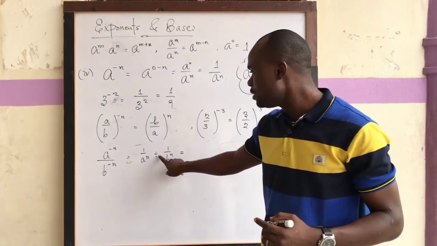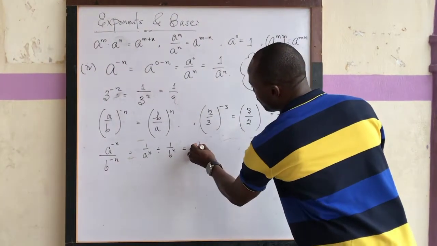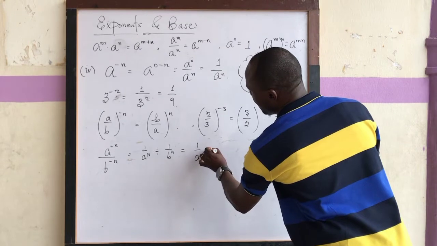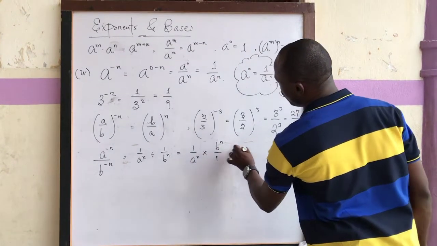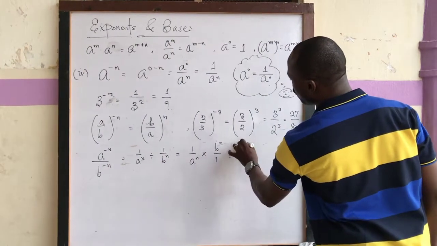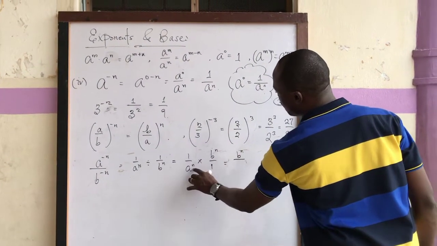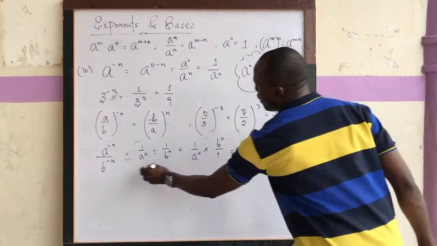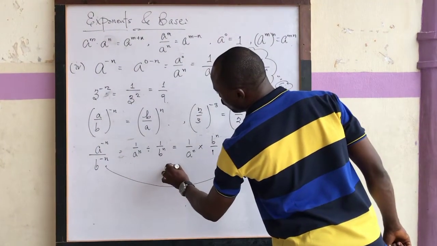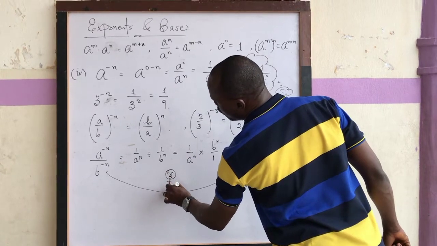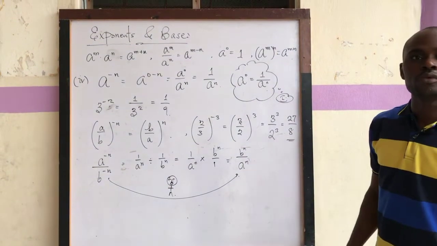So if we change this to multiplication, we are going to have 1 over a raised to the power of n times b raised to the power of n over 1. This times this is going to be b raised to the power of n, and this times this is going to be a raised to the power of n. So we have this giving us that. That is a rule, and that's what it says.